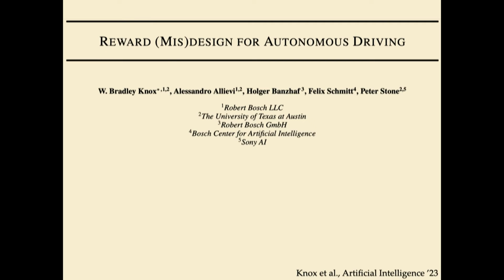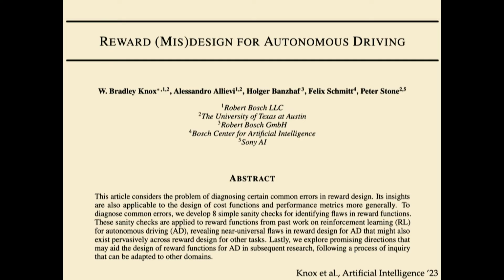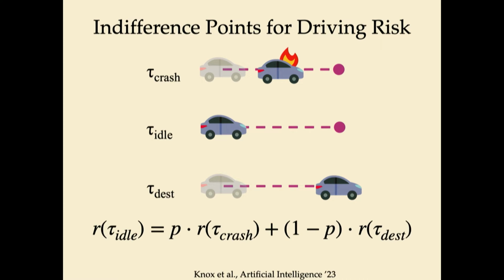If we turn to autonomous driving, we can also see examples of this. This was a paper from last year that looked at reward functions in the context of reinforcement learning for autonomous driving. They developed 8 sanity checks to identify flaws in reward functions, and they tested them out on all of these papers. What they found is that there are near universal flaws. Here's a really simple case of one of the issues they found. They relied on this idea of an indifference point for risk. The idea is pretty simple.